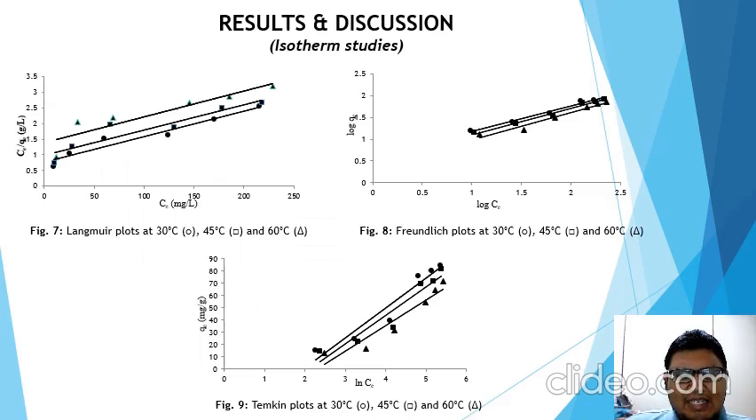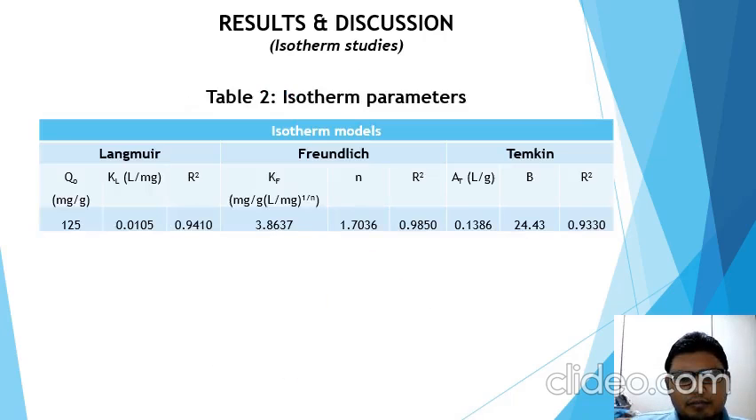For isotherm studies, 3 models were studied, which are Langmuir, Freundlich, and Temkin. These plots are given in Figure 7, Figure 8, and Figure 9 respectively. To determine which model describes the data the best, the value of the correlation coefficient is to be compared.